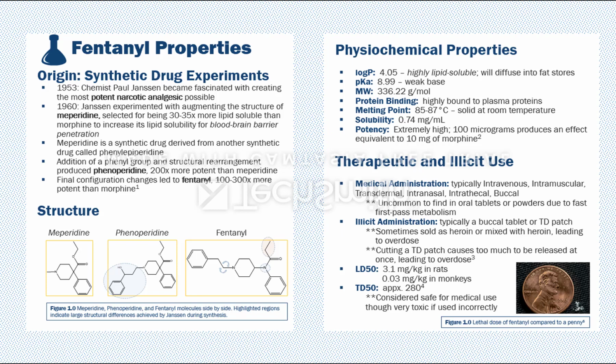However, sometimes it's sold as heroin or mixed with heroin, leading to overdose, or cutting of transdermal patches to produce a faster high will actually cause too much to be released at once, leading to overdose. The LD50 of fentanyl is very low, with experiments showing it to be just 3.1 mg per kg in rats and 0.03 mg per kg in monkeys. In this figure, we can see a lethal dose right next to a penny, showing just how small it is. The TD50, by contrast, is 280, which is very high, meaning that the lethal dose is significantly higher than the therapeutic dose, so it's considered safe for medical use, though easily becomes very toxic if it's used incorrectly.